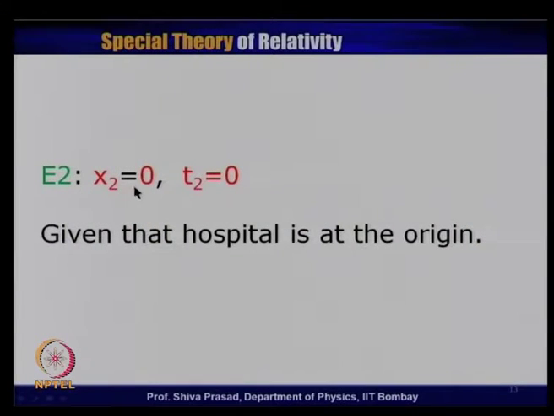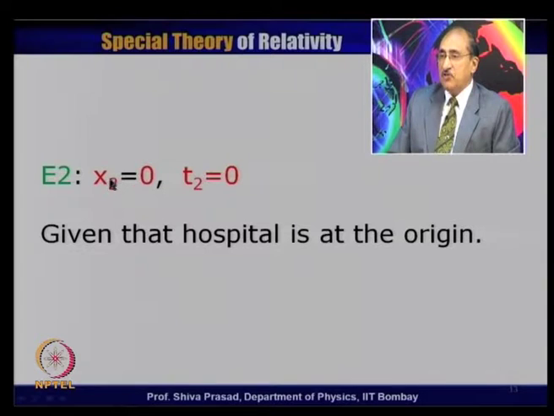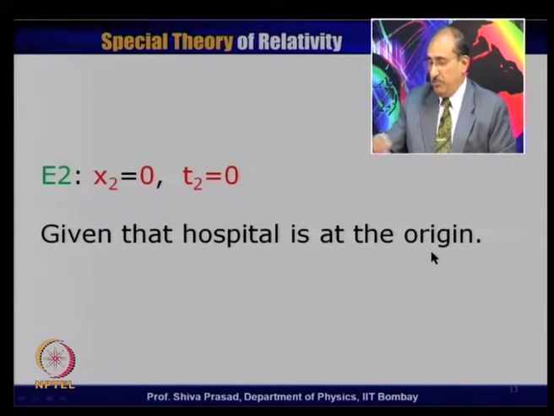E2 is equal to... x2 is equal to 0. This is the second event, so I have put 2 here. So, x2 is equal to 0, t2 is equal to 0 is the coordinate for event number 2. Of course, we have said that the hospital is the origin, which has already been given in the problem.